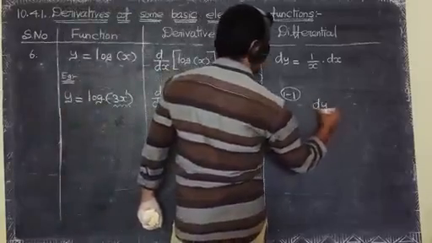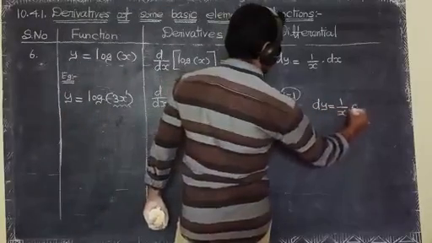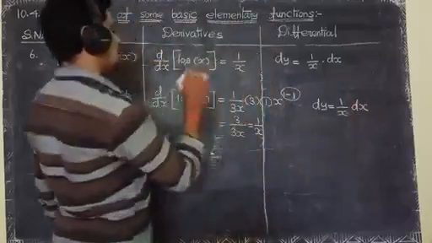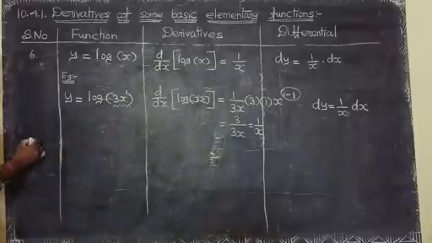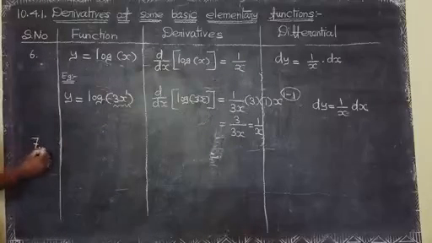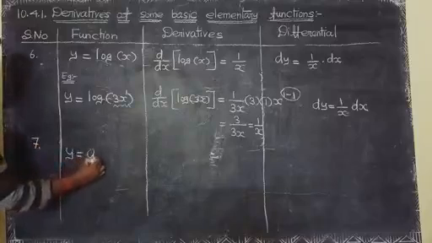Therefore, dy is equal to 1 by x into dx. Next, serial number 7: y equal to a power x.